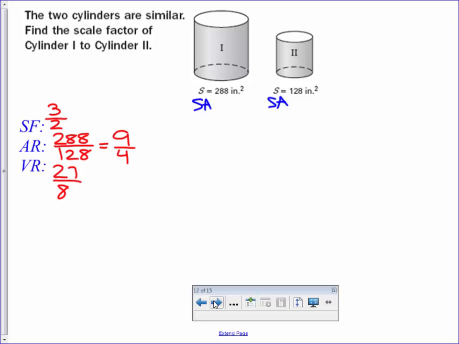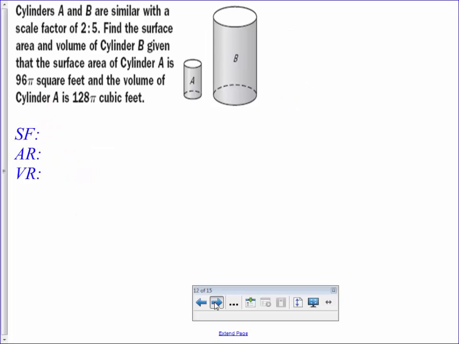You start here with our area ratio, the 288 to 128, and I just simplified that to 9 over 4. And then remember, you have to square root it to get the scale factor. Then you cube this to get the volume ratio. Okay? Let's do an application.